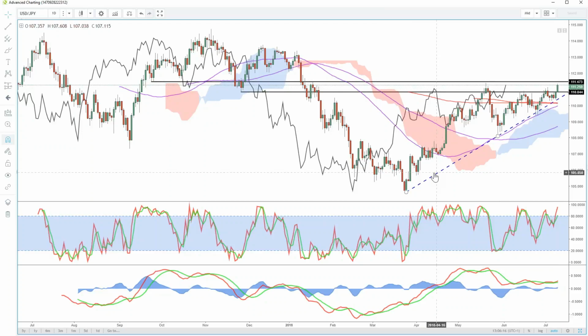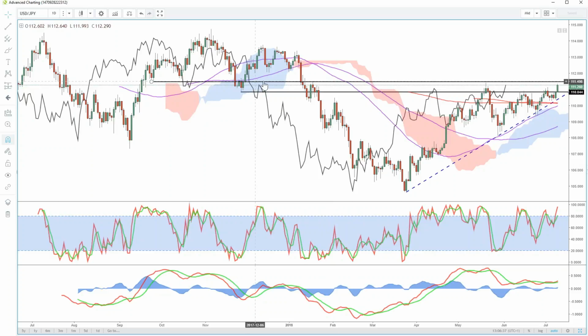So we've got these rising lows here ever since the start of April. But what's significant is we are making new highs, and I think that's quite important. If we break through this kind of 111.50, I think this starts to look very bullish indeed, because this is now a long-term area of resistance, prior area of support as well.